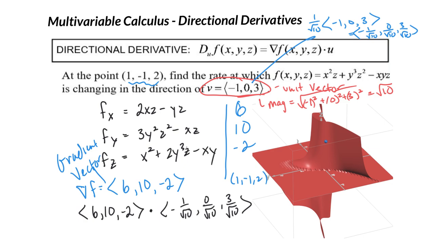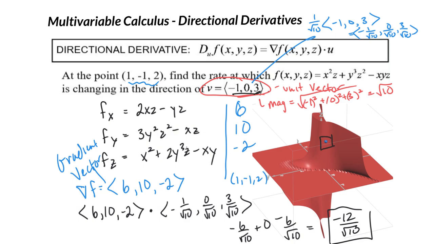So if I were to do this, I would get -6 over the square root of 10 plus 0 minus 6 over the square root of 10, which gives me -12 over the square root of 10. And at the very least, this would tell you that at this point in this direction, we are decreasing. And we can, of course, calculate that and figure out how much. But let me just go through this whole thing. For this curve, at this particular point, in this particular direction, this is the rate of change.